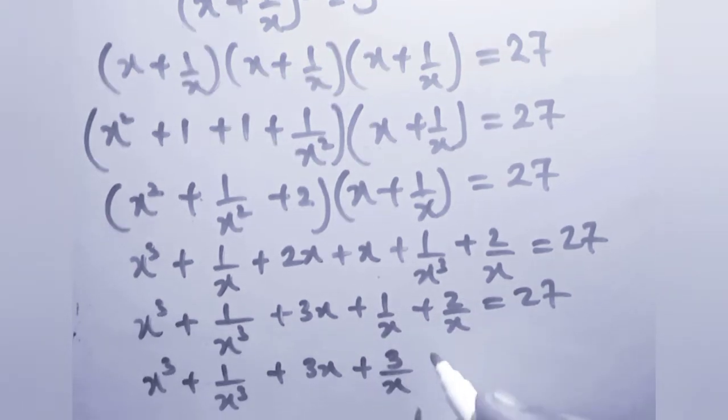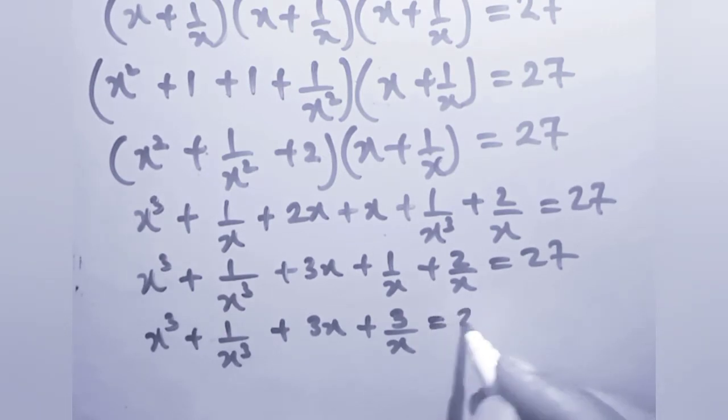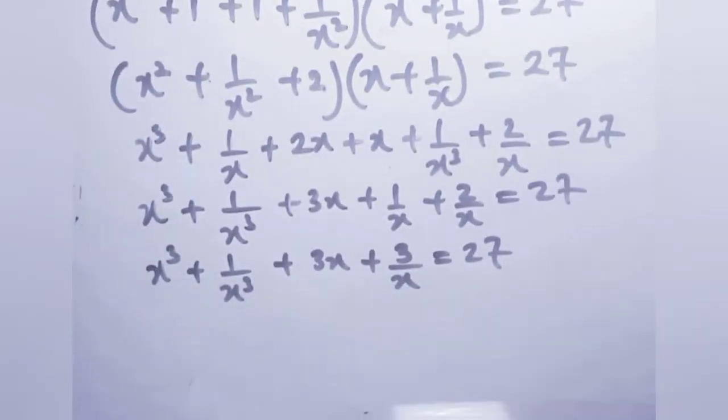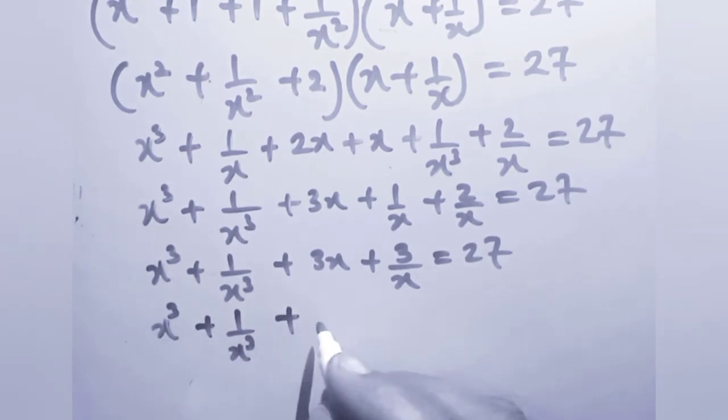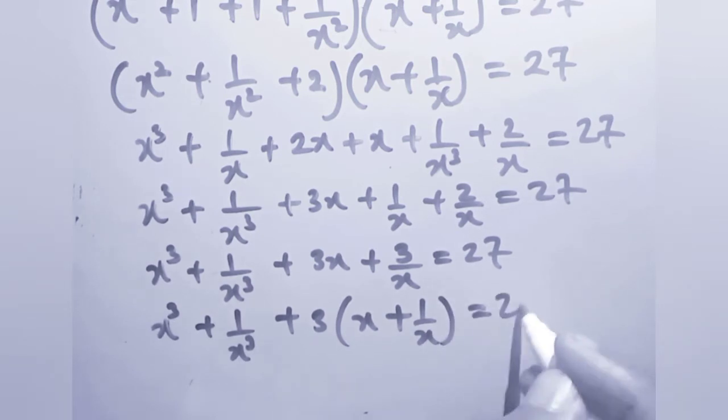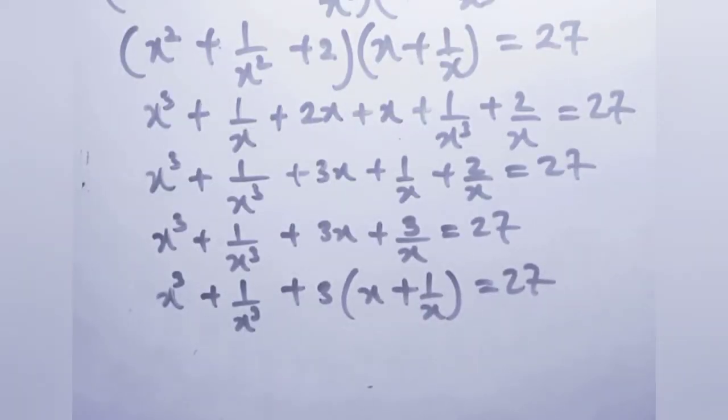So 3 over x, everything equals 27. Now, we need to look at these two terms and see what is common. What is common to both is 3. So by the time we factor out 3, we already have 3 cubed plus 1 over x cubed plus 3 into x plus 1 over x equals to what? 27.